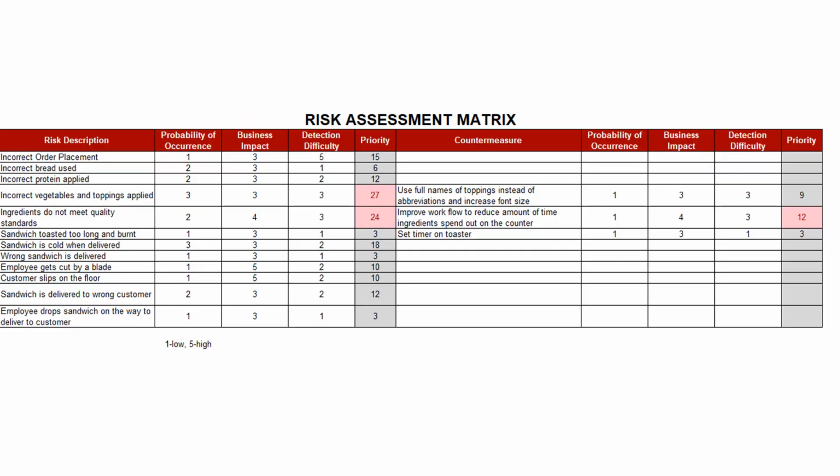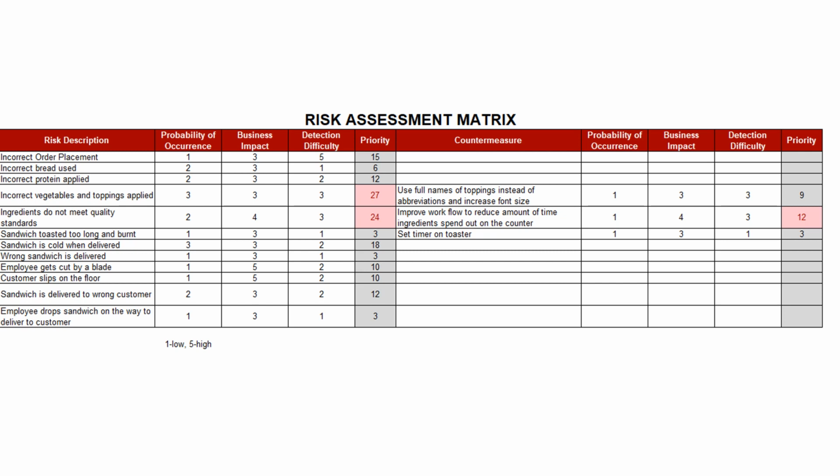One of our highest priority issues was incorrect toppings on the sandwich. To prevent this from happening, we can use full names of toppings instead of abbreviations, such as MA for mayo and MU for mustard. We can also increase the font size to make the order more legible to the employee at the topping station. We can reduce the amount of spoiled ingredients by improving our workflow in a work cell format, which will reduce the amount of time ingredients spend out on the counter.